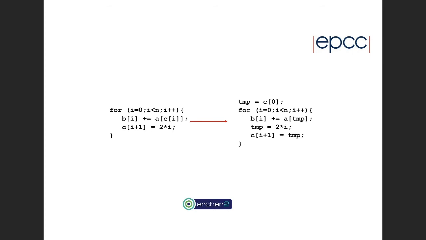Here is an example where introducing a temporary may help. You've got this indirection here, and then reassignment to C. This kind of thing can cause problems, but if you introduce an explicit temporary here, then the compiler can do better analysis.